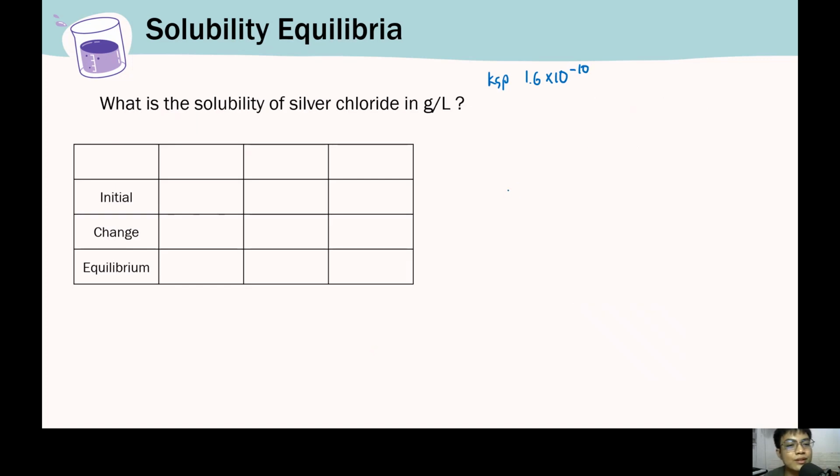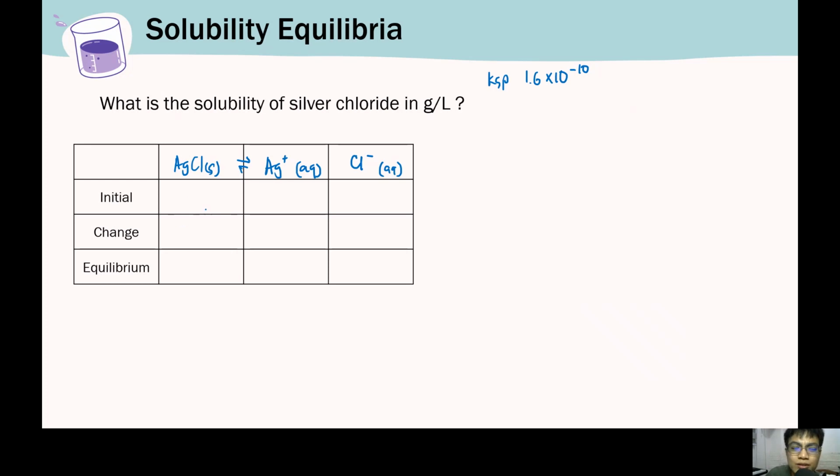Let's try this one. So, what's the solubility of silver chloride in grams per liter? So, first you have to show the solubility equilibria of silver chloride. So, you just write AgCl. It is solid, of course, it's a precipitate. And you show that it equilibrates into silver ion and your chloride anion. By the way, my request is that you must already know the charges of your ions.